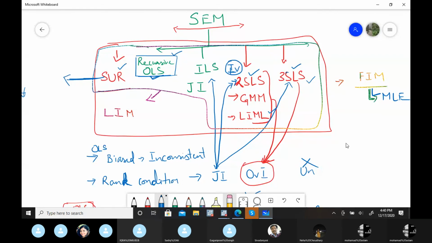Okay. So this is the simultaneous equation method. Any doubt? Anyone, if you want to discuss or ask anything about all these models or any query.